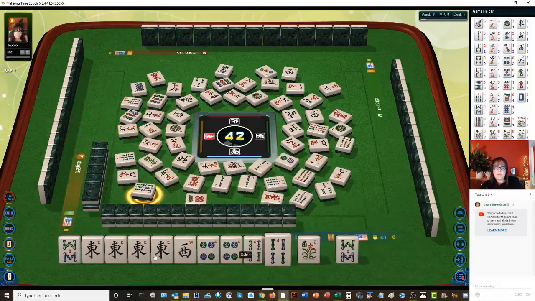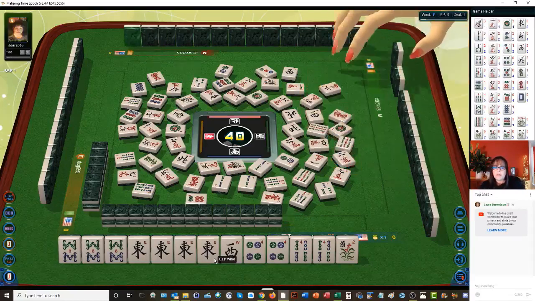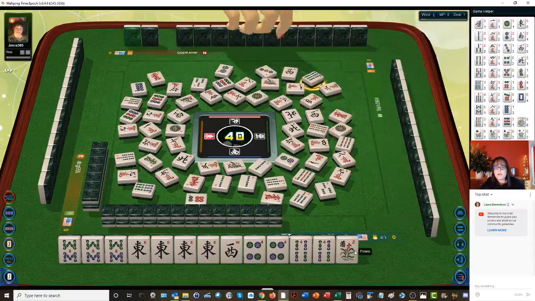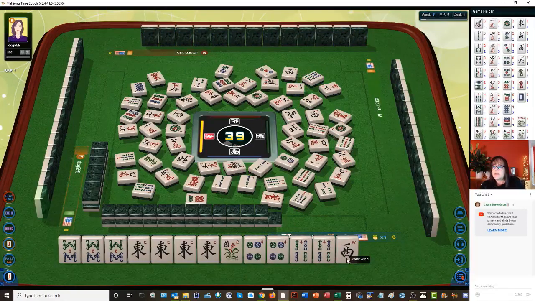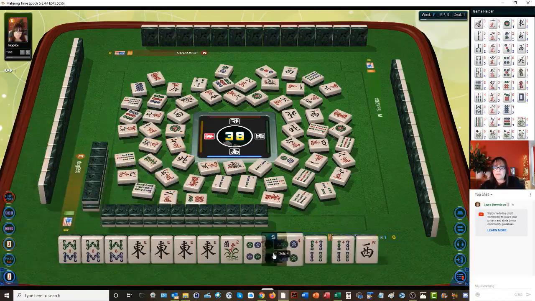Okay, now we have a pung of eights. I'm kind of wondering if we should maybe play a quint with east and eight. Eight characters. There are no eight bams out right now, and of course we have no six bamboos. We have no jokers, but we do have joker bait. There are no four bams or four dots characters out. There's a four dot now.